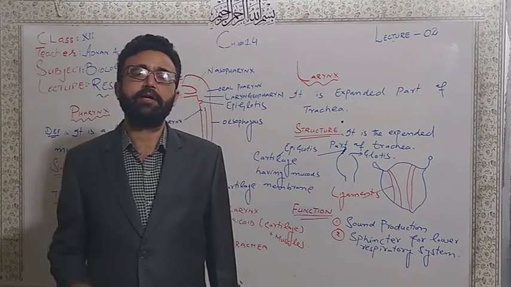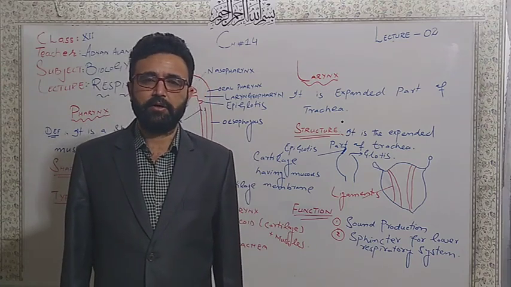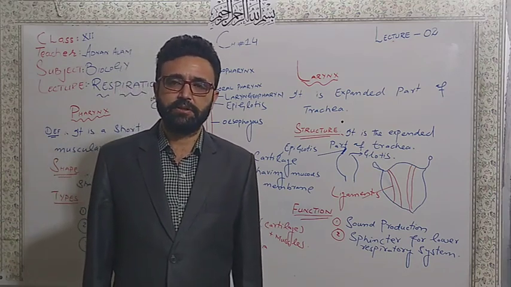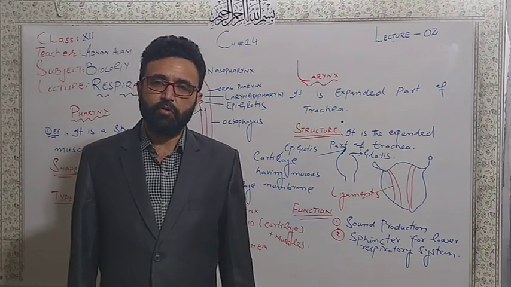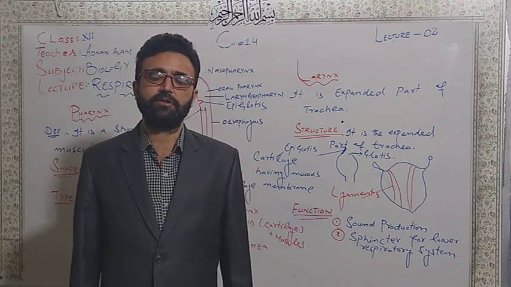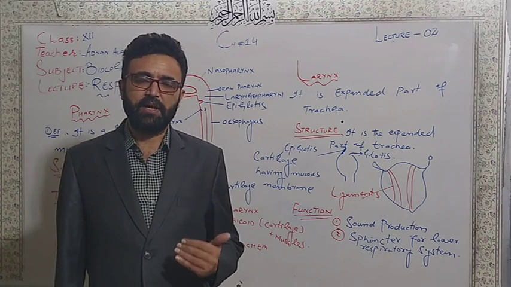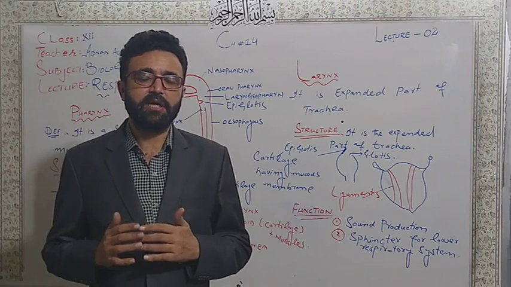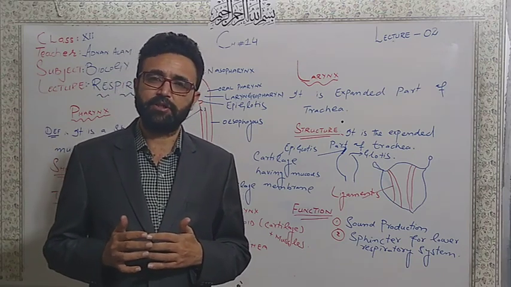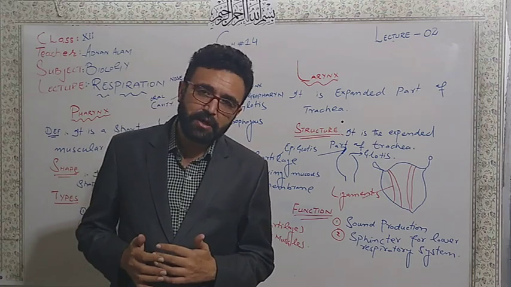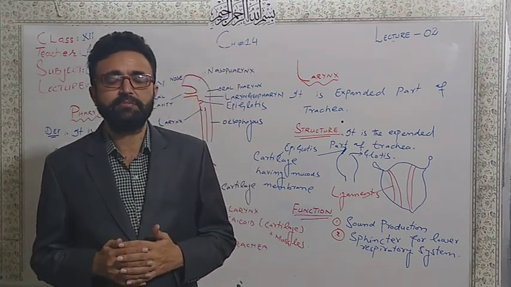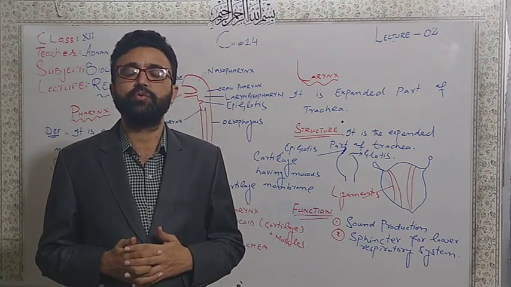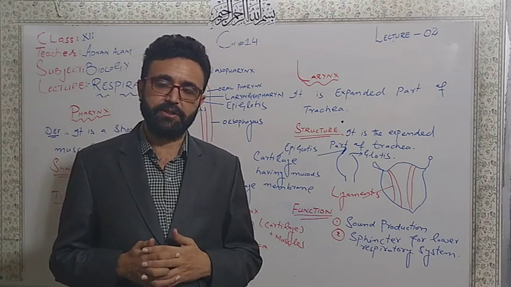Dear students, hope that you got a good understanding about our lecture 1, in which we started chapter 14, whose title is respiration. Previously we explained the properties, the types of respiration, external and internal, and then the properties of the respiratory surface. Then we started the human respiratory system, in which we discussed the structure of the nose, which is the first part of the human respiratory system.